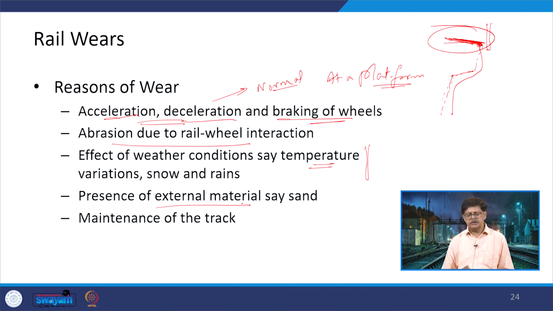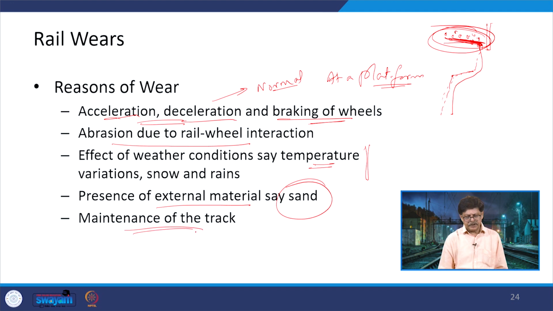Presence of external material. We have discussed the sand in terms of the coastal areas and the desert areas, and as soon as this sand gets accumulated at the top like this, and there is a continuous interaction between the wheel and the rail surface, this abrasion will start occurring here. So, there will be more wear at the top surface of the rail head.